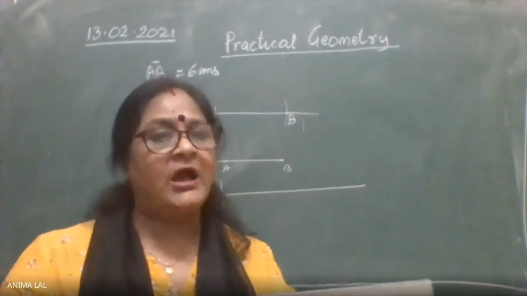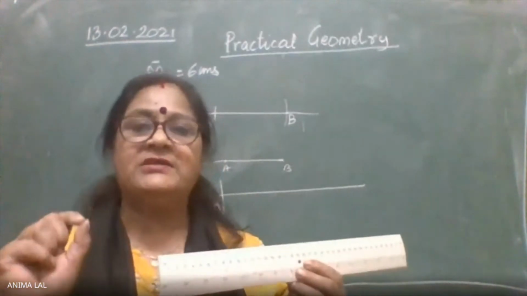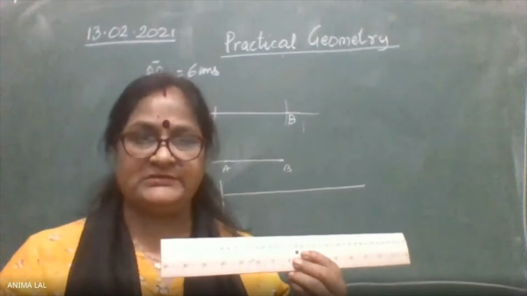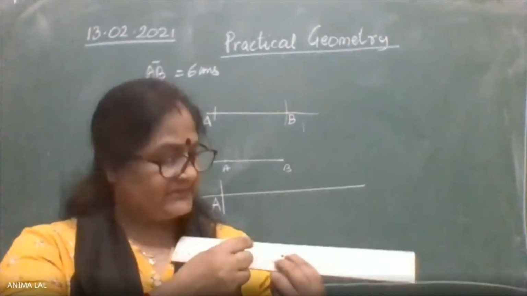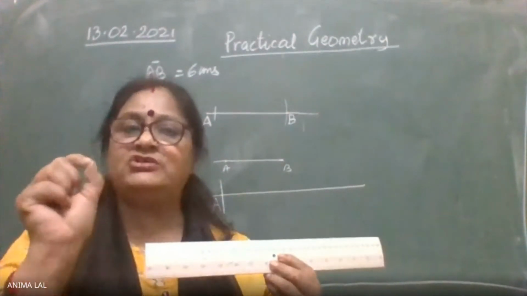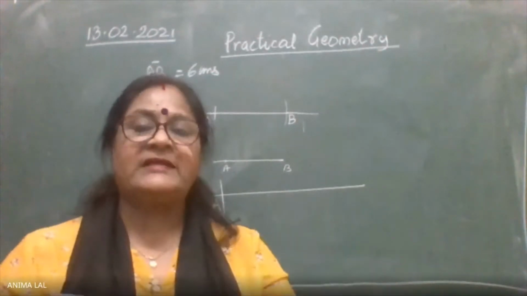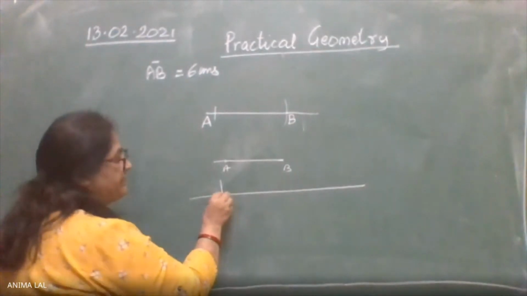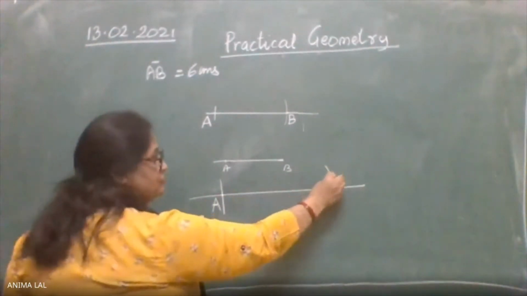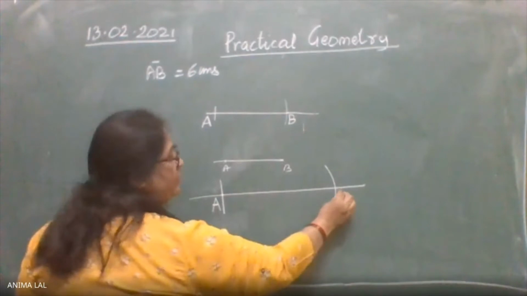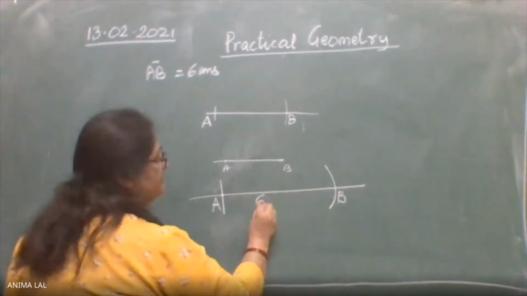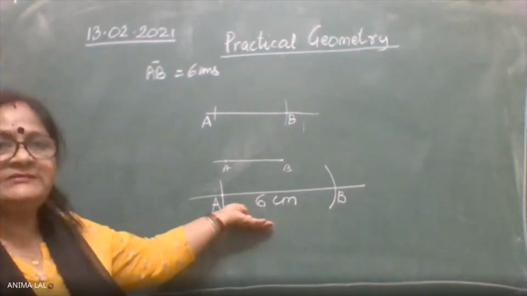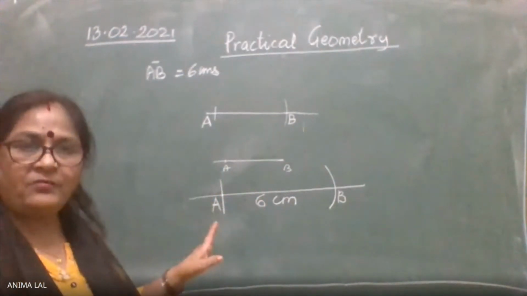Sharp pencil point, as sharp as your compass point. It should touch 6. Wherever 6 is, it should touch 6. That is your radius of 6 centimeters. Put the compass point at A, draw an arc to get point B. This will be line segment AB, which is of 6 centimeters. Clear now how to draw a line segment?